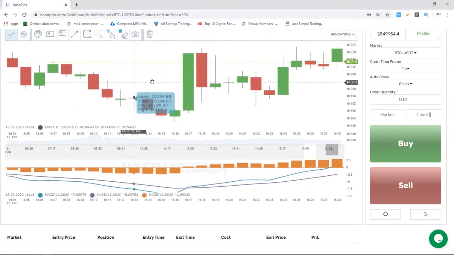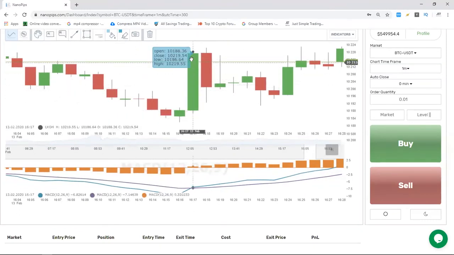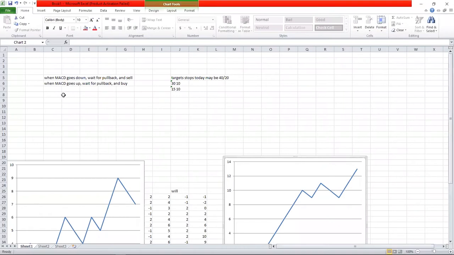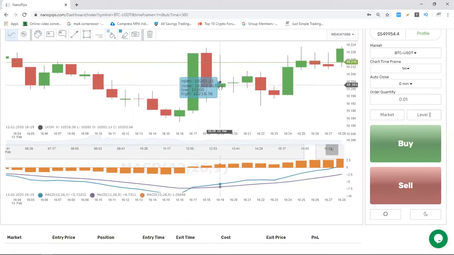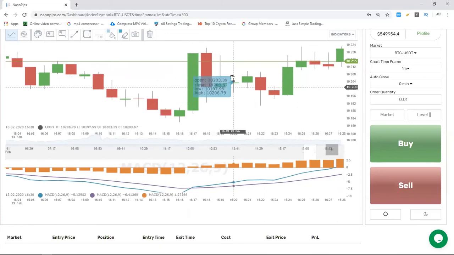Let's go back. Here's the next candle. Perfect example again. MACD broke. Remember our rule for the same thing in reverse for buy. When MACD goes up, wait for pullback and buy. So right here, MACD went up, broke out, pulled back, and then we bought. Right here, this candle, huge profit on this one as well.